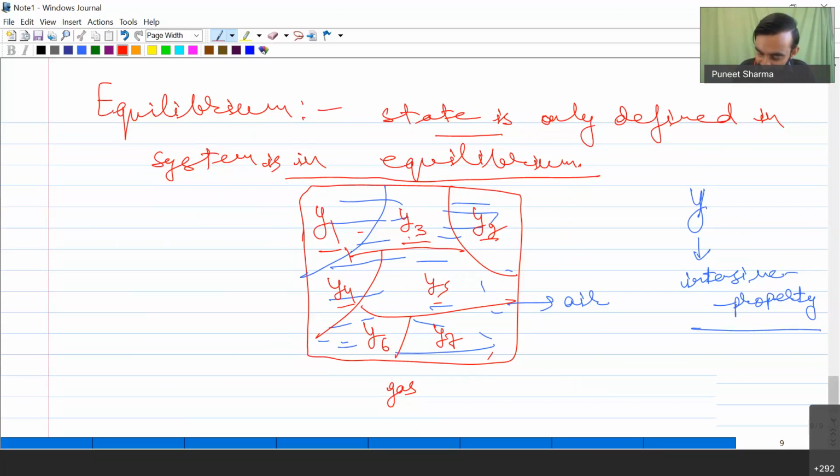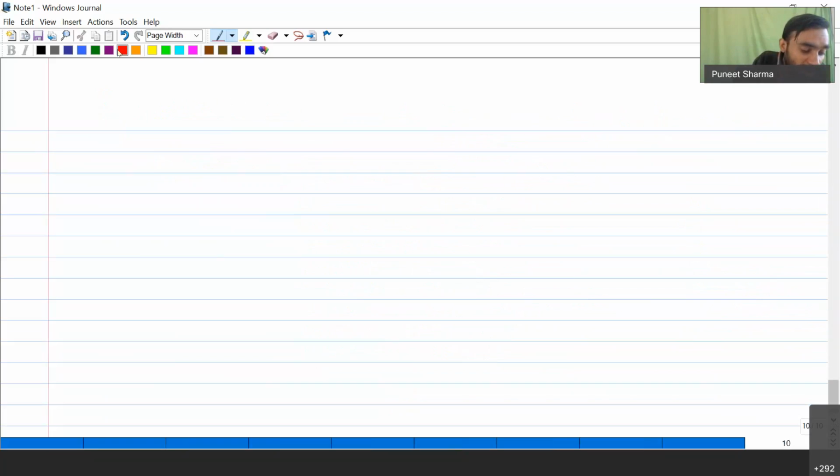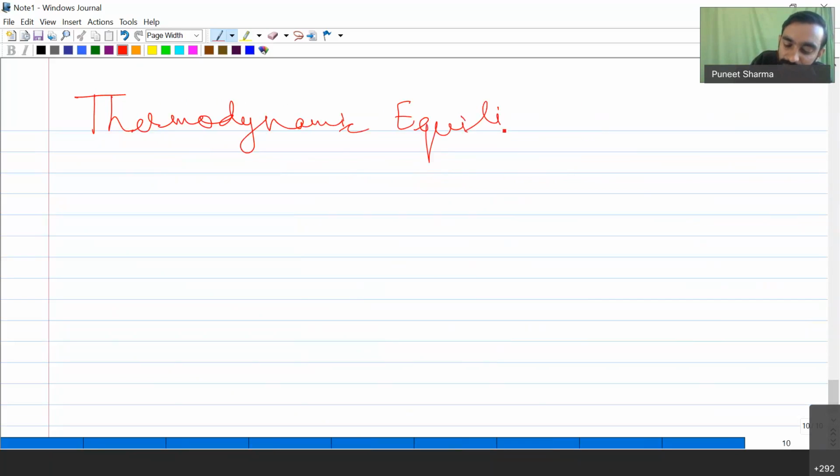Now this is a very broad idea. When we talk about thermodynamics, we specify one typical equilibrium. That particular equilibrium is known as thermodynamic equilibrium. So in thermodynamics, we will be able to specify the state of the system only if we have thermodynamic equilibrium.